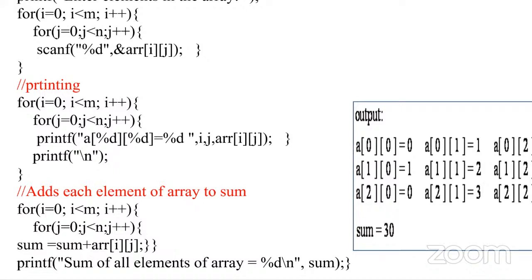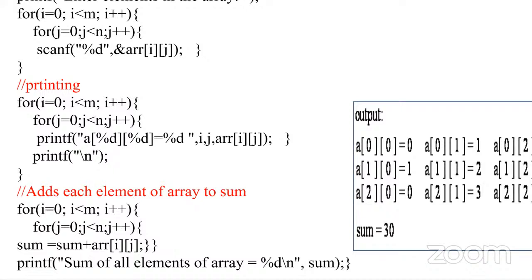In the place of the first percentage d, the i value will come. In the second percentage d, the j value. In the third percentage d, the array element a of i, j. Whenever you write this, the format specifier is for i, the next for j, and the last for a of i, j. Do you understand till now? Yes or no?